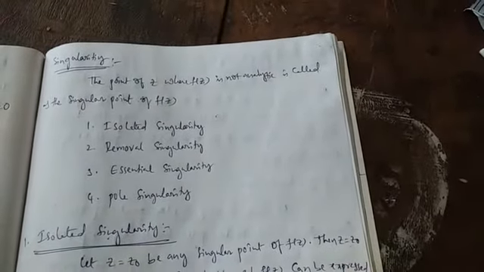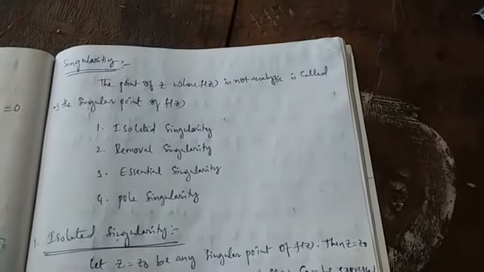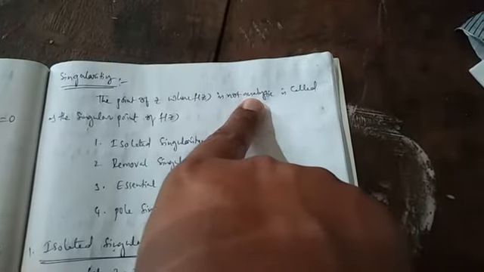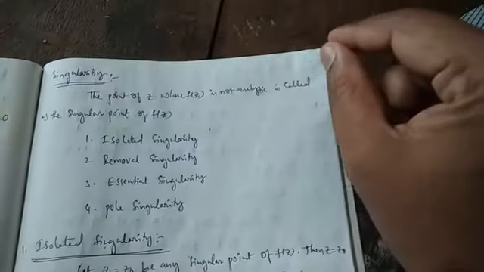Hello everyone. Today we're going to discuss the singularity of a complex function. First we need to look at the definition of a singular point. A point z where f of z is not analytic is a singular point.